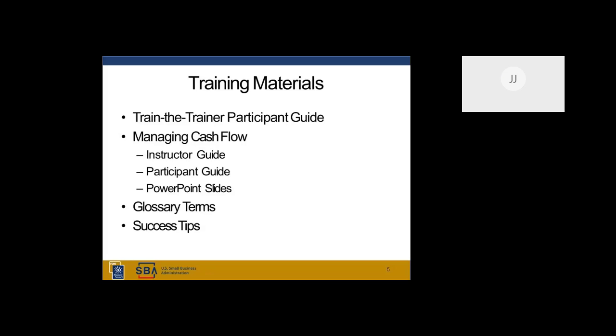There's a glossary of terms, pages 38 through 40 of that guide. We'll have those glossary of terms. And there's success tips and resources that you can use to successfully host your own Money Smart for Small Business programs. And that's found on page 80 of your participant guide.